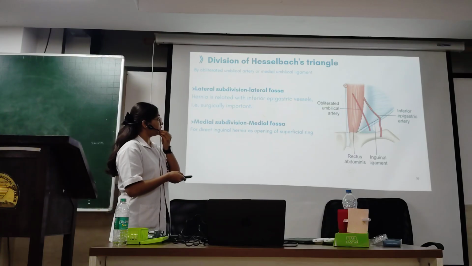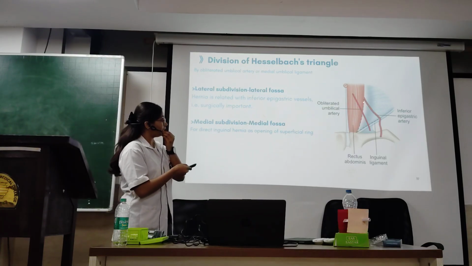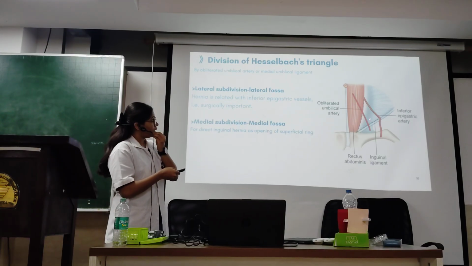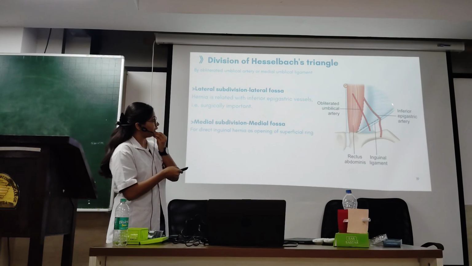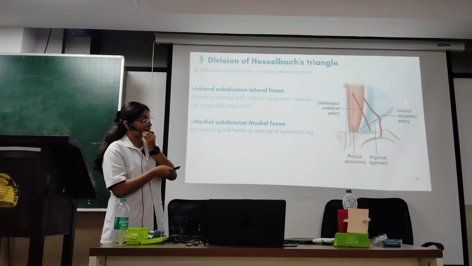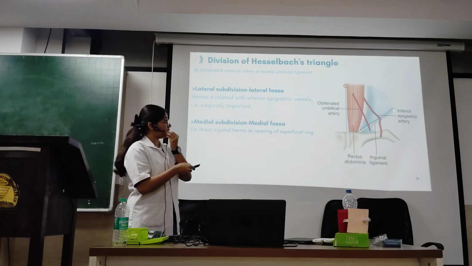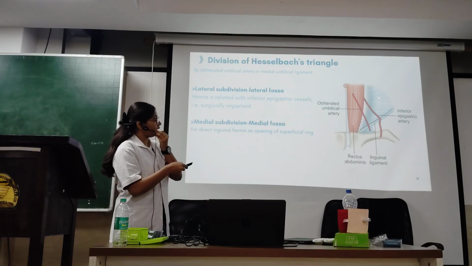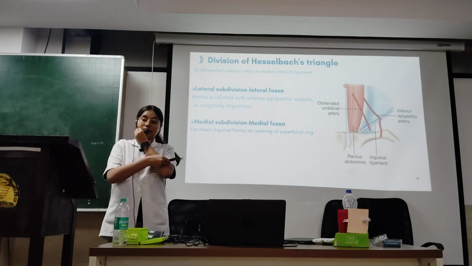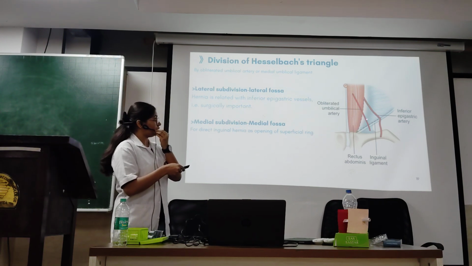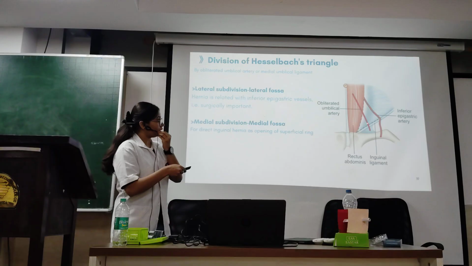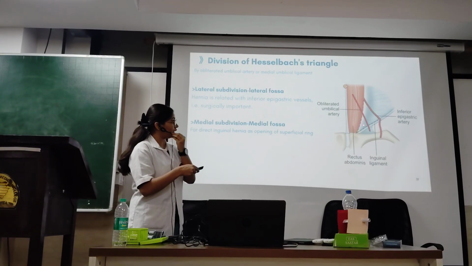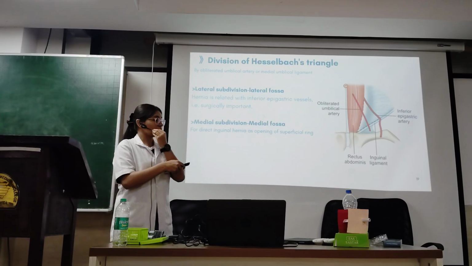So this triangle is divided into medial and lateral parts by the obliterated umbilical artery, also known as the umbilical ligament. This has surgical importance because, as we have seen, the superior lateral border is formed by the inferior epigastric vessels. So if there is a hernia in the lateral region, it can cause a hemorrhage during surgery. And when it is present medially, it is mainly due to protrusion through the superficial ring, because the superficial ring of the inguinal canal opens in the medial part.